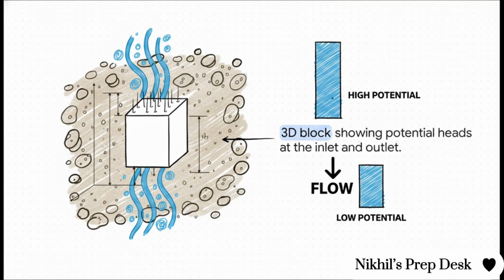Take a look at this block representing a soil matrix. It brilliantly illustrates what the French engineer Henry Darcy actually discovered. You can see water entering from the top at a higher elevation, so a higher potential head, and exiting down at the bottom, which is a lower potential head. Darcy experimentally proved that water flow through completely saturated sand is directly proportional to this hydraulic head difference. The water is literally just falling from a high potential to a low potential.